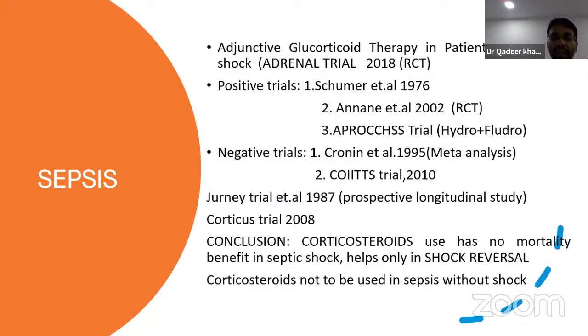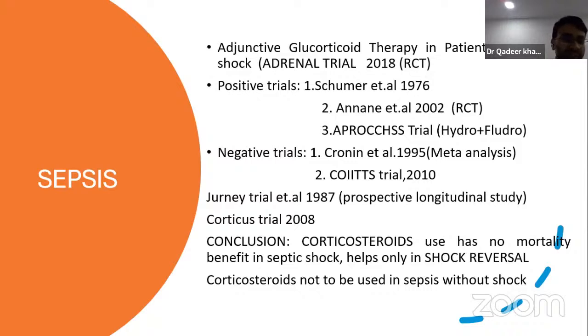The major randomized controlled trial is Annane et al., which came in 2002, from the French group. Again based on ACTH responders and non-responders, steroids were administered. Mortality was only slightly reduced, but shock mortality was decreased and shock reversal was earlier. One more trial is the APROCCHSS trial, which used activated protein C along with hydrocortisone. This is the only trial which has shown mortality benefit. All other trials have shown only shock reversal with steroids.